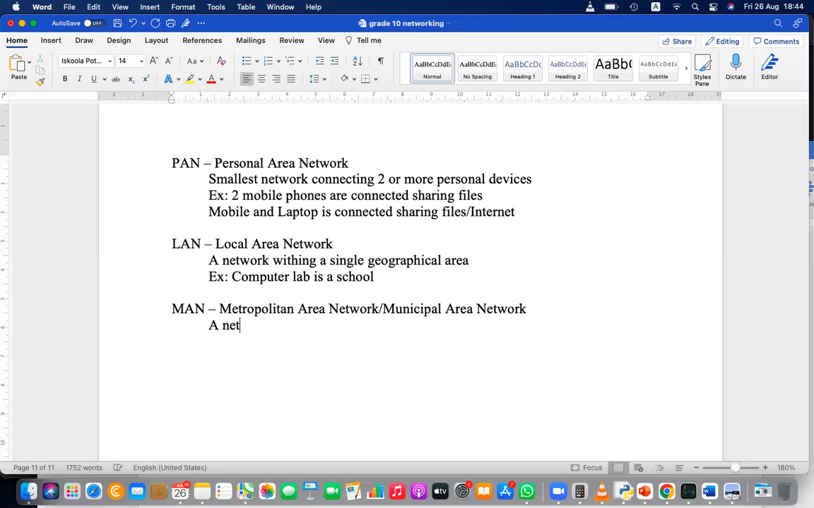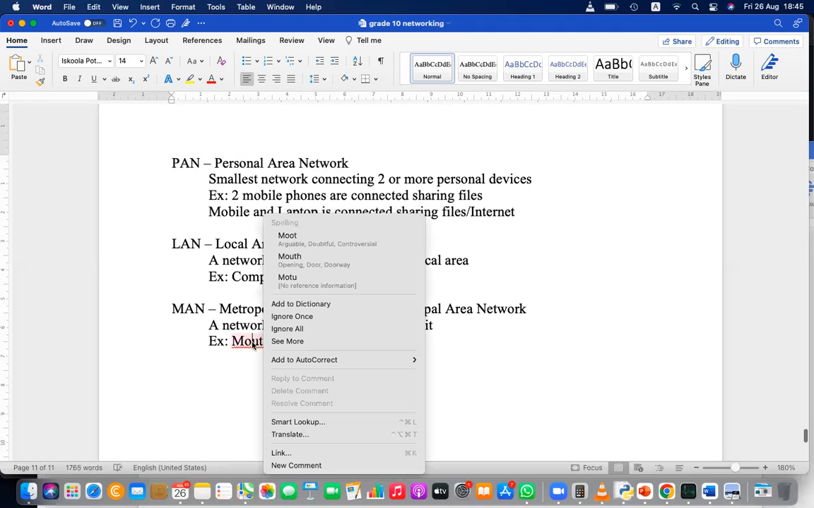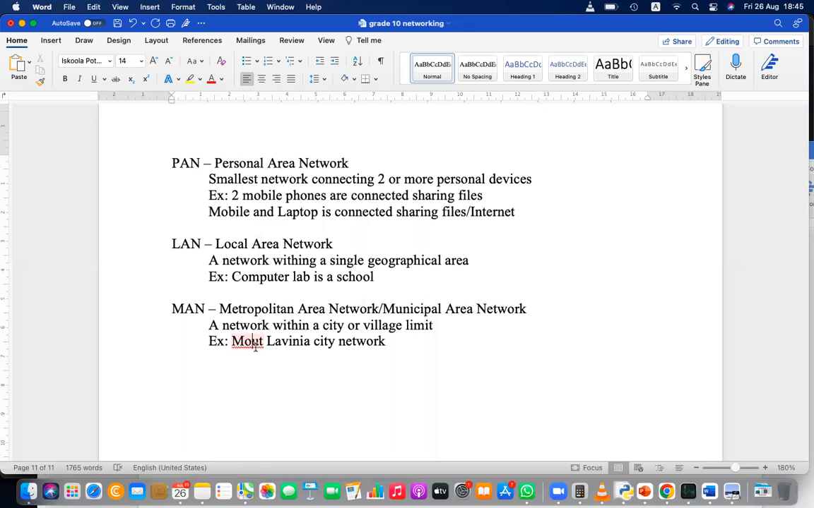A network within a village or within a city or village limit. Example, the Mount Lavinia city network. There are city networks in many countries, for example to settle the electricity bill and to inform power cuts. This regional network exists, but in Sri Lanka it is rare.